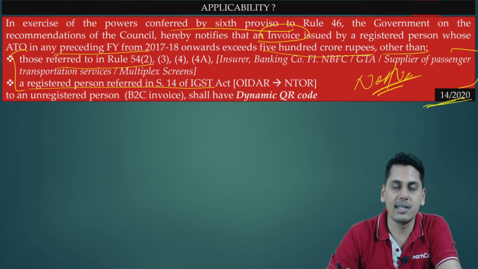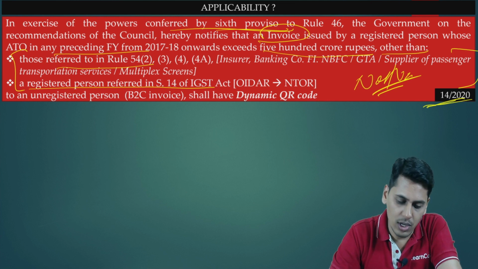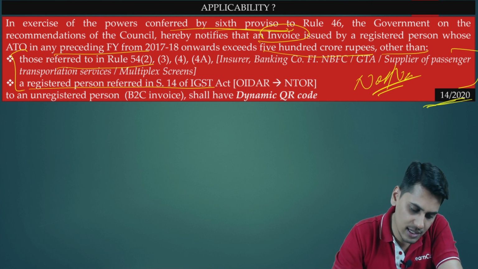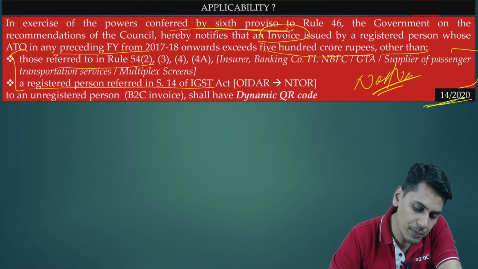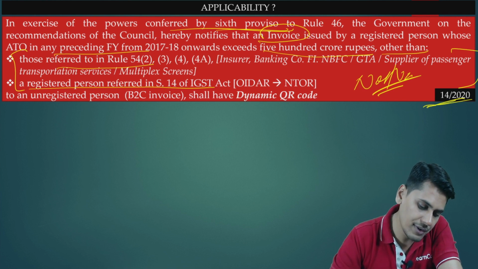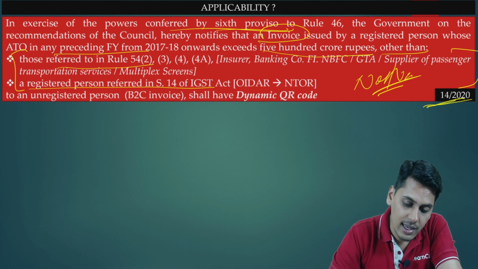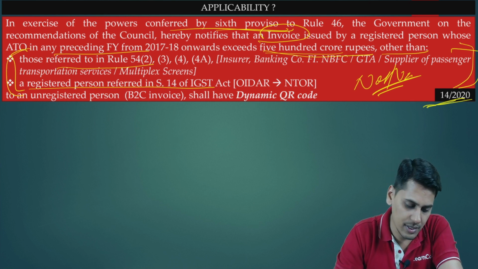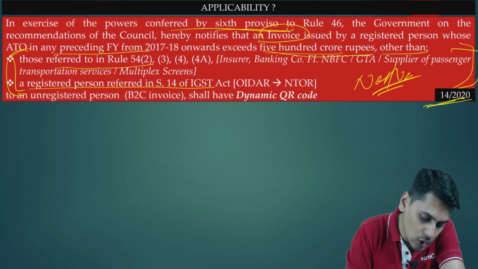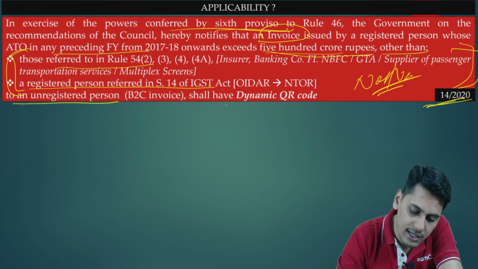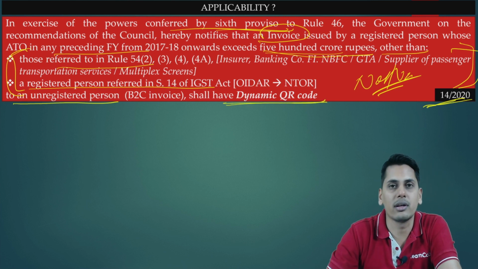So now friends, let's read it again. Under the 6th proviso to rule number 46, the government notifies that an invoice issued by a registered person whose aggregate turnover in the preceding financial year from 17-18 onwards exceeds 500 crore rupees, other than the specified registered persons, then the supplies which are made by them to an unregistered person shall have a dynamic QR code.